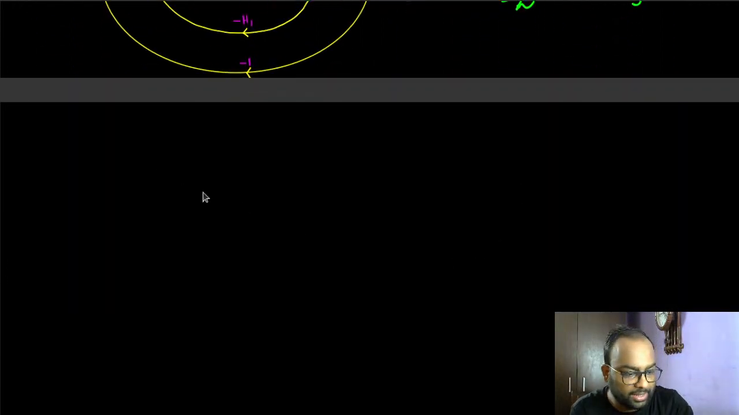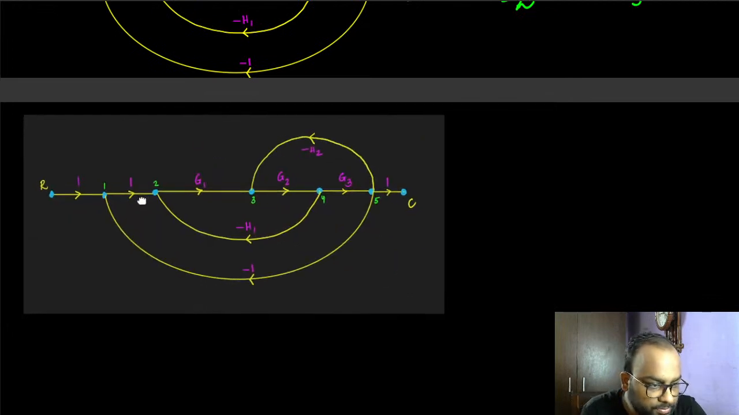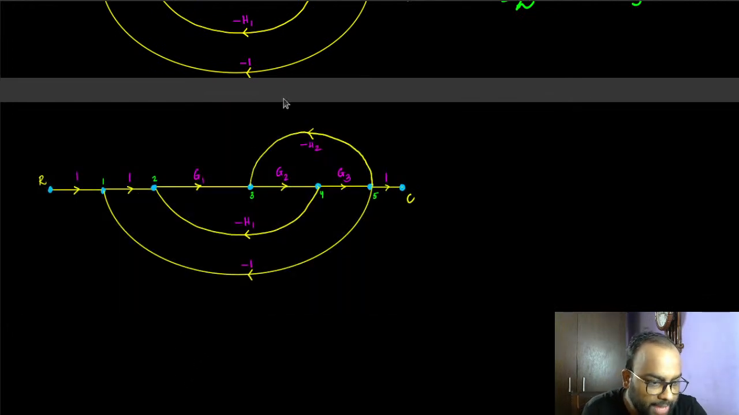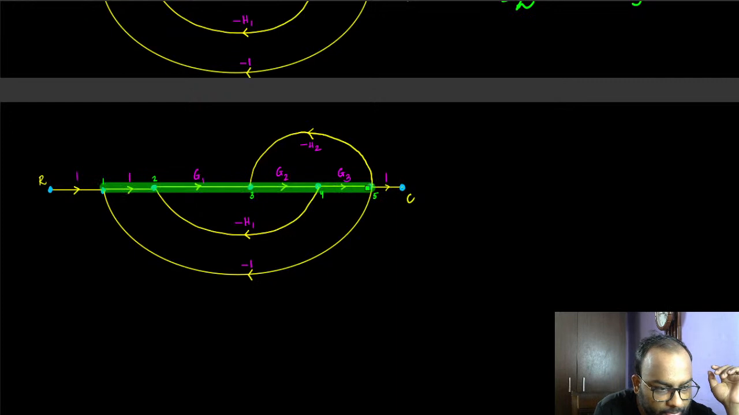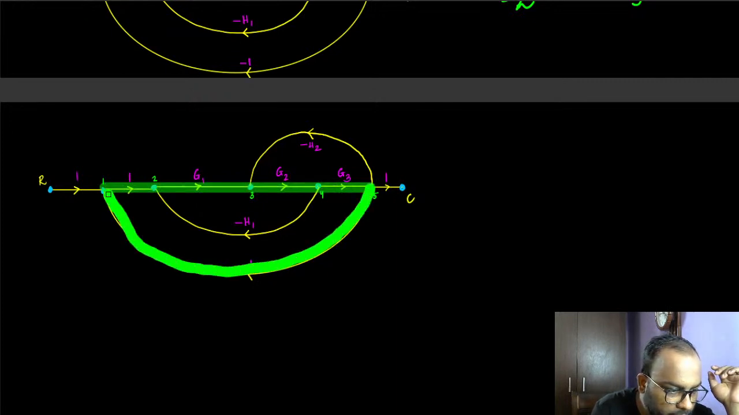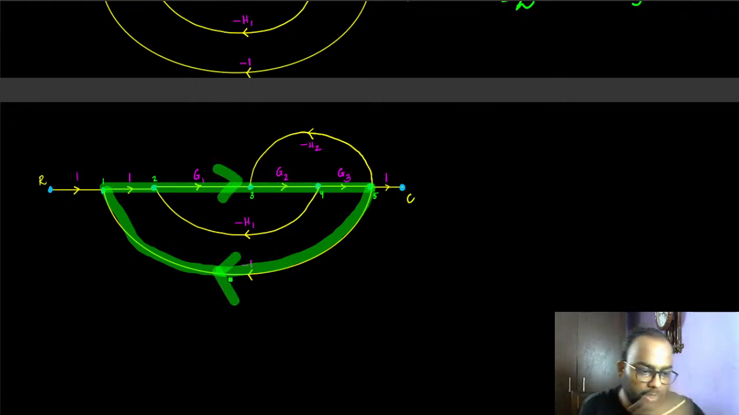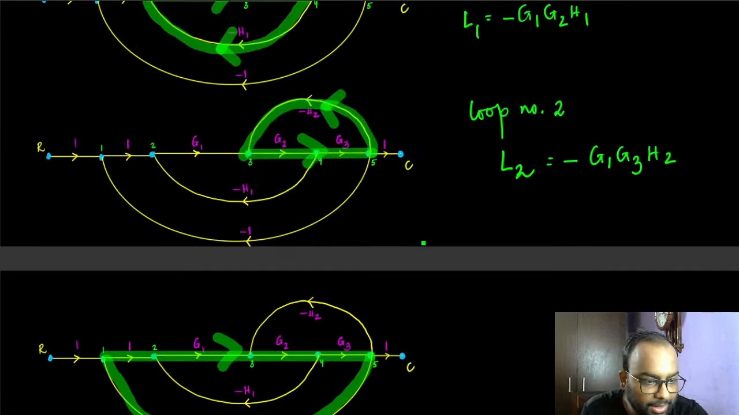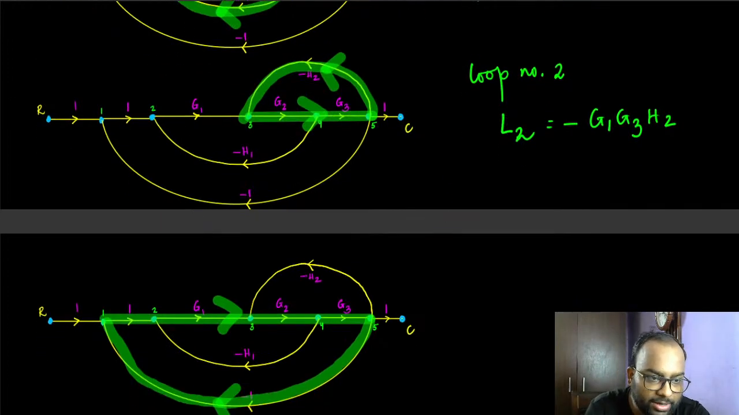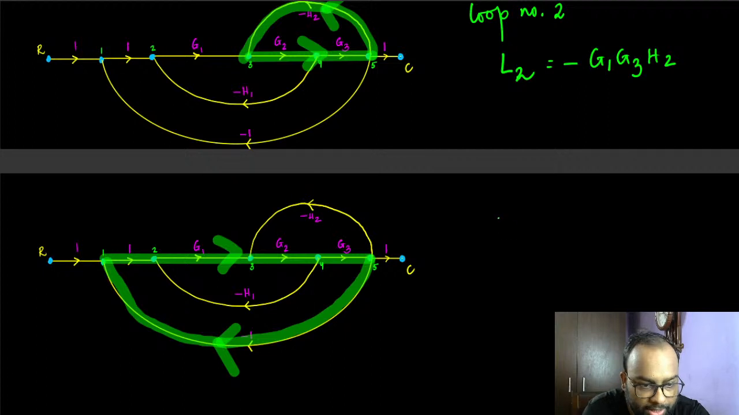Okay, so we have another loop, the last one, and that's the biggest loop here. It actually starts from this point and comes back to this. So this is the biggest loop here, I mean biggest in terms of how it looks. So this is loop number 3.